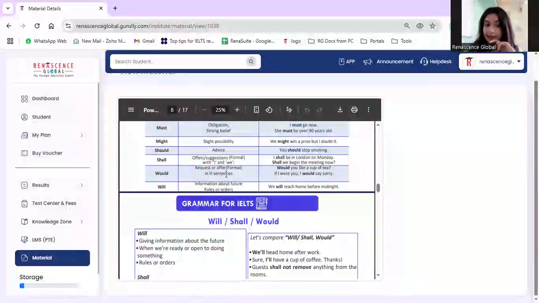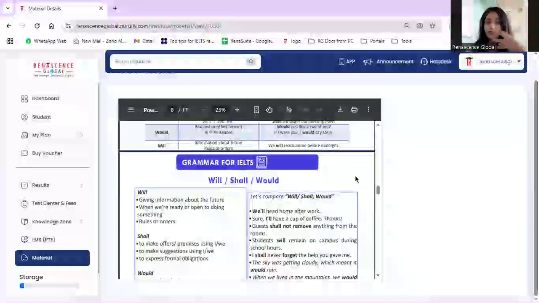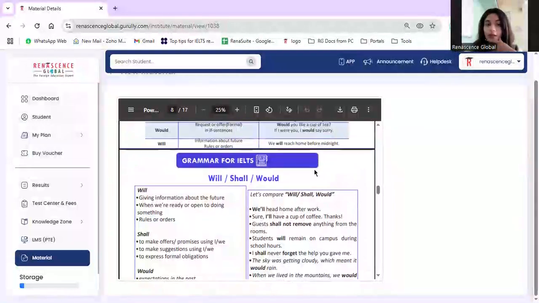Would is a request or an offer in a formal way. Would you like to have a cup of tea? Would you like to study something else today? Then we have will. Information about future or orders. We will reach home before midnight. So will is something which we use with the future tense only, right? I will fly by tomorrow.